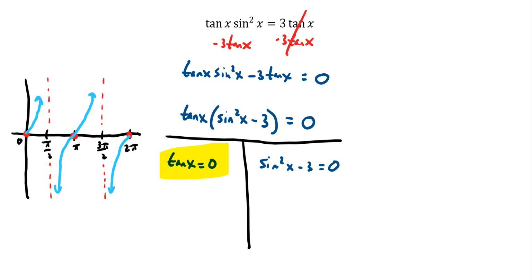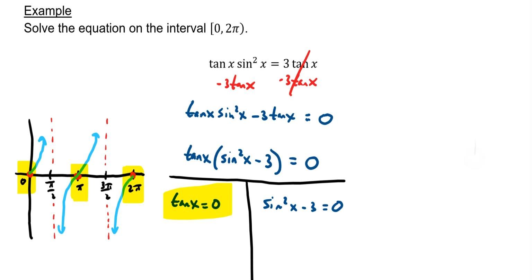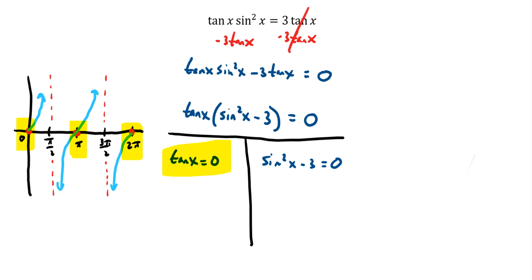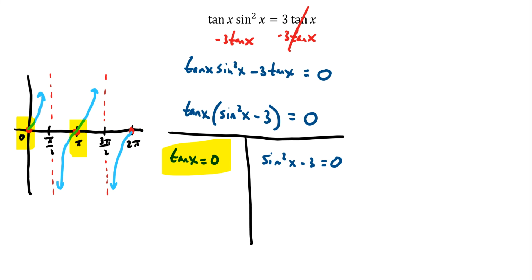So we need to ask ourselves, when does it equal 0? So when is it on the x-axis? That's going to be right here at 0, right here at pi. Technically, it does equal 0 at 2 pi, but remember, we're not including 2 pi based on how this question is worded. So we only have two answers from this, x equals 0 and x equals pi. Not as bad as it might have seemed from the beginning.